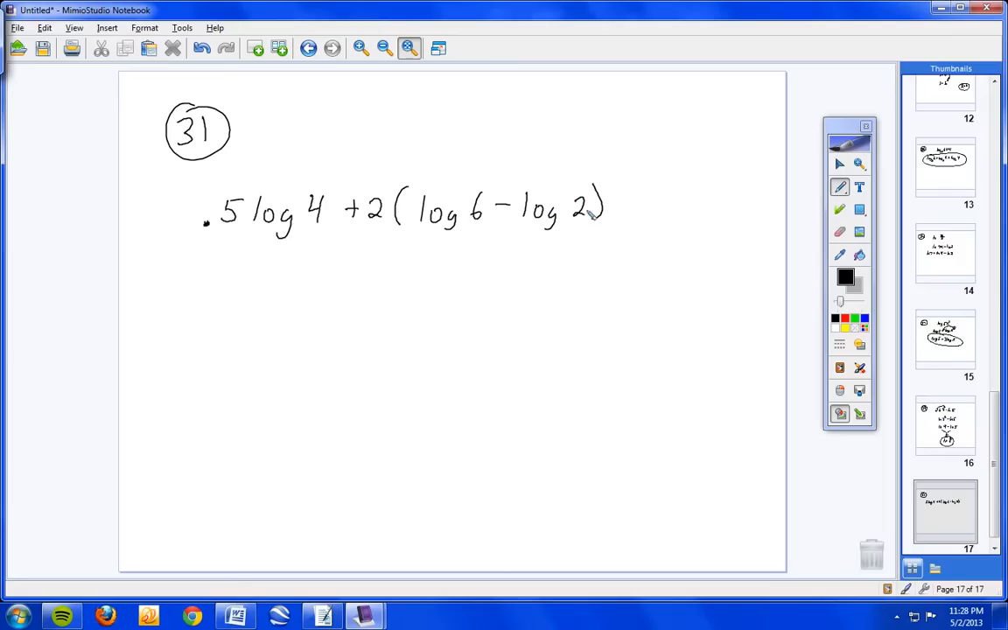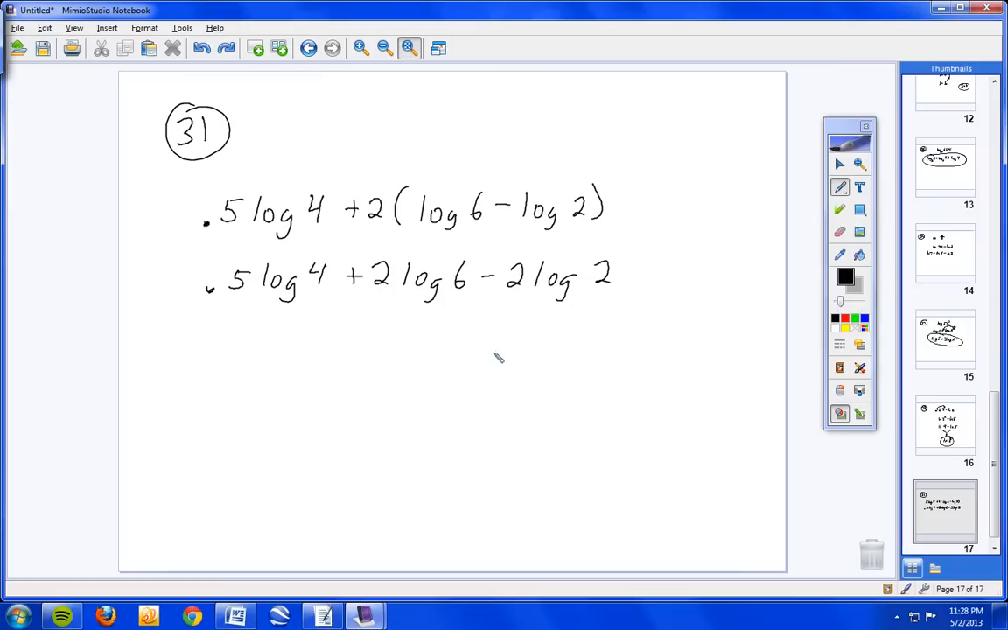Okay, we're going to condense this down, all right? Now, the first thing I would do is I would multiply that 2 through. So 0.5 log of 4 positive 2 log of 6 minus 2 log of 2. So I took the 2, I multiplied it through, the 2 went here, and it also went right there. Okay? Hopefully you see that okay.